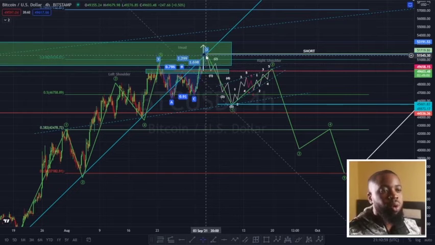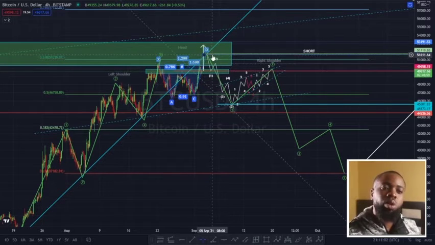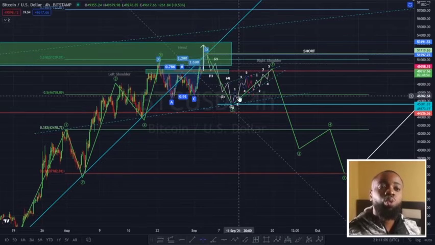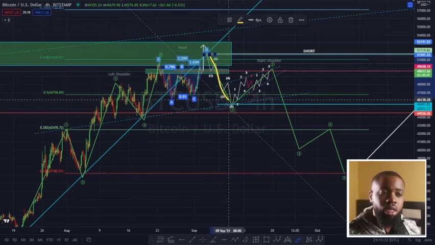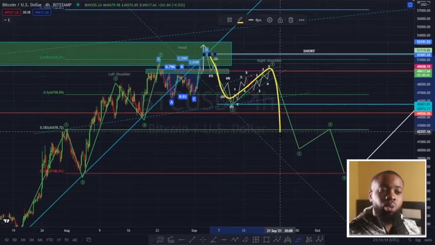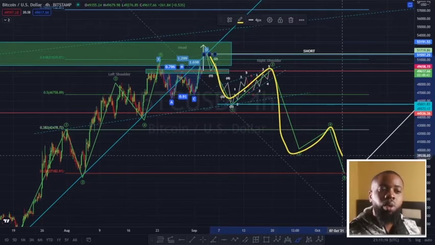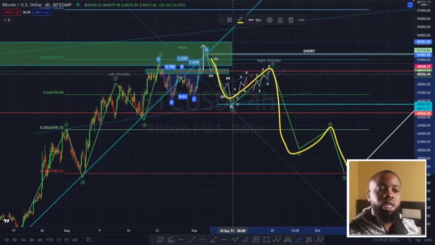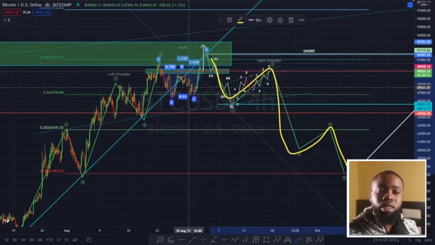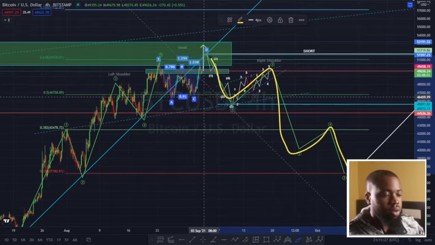So what I expect is once we get to the 1.272, we start seeing a sharp sell-off into wave one, right? So this would now be our wave one. This would be our wave two, our wave three, wave four, our wave five. And I'll show you guys why I think this is possible based off of Fibonacci and also based off of trend lines and Elliott wave.